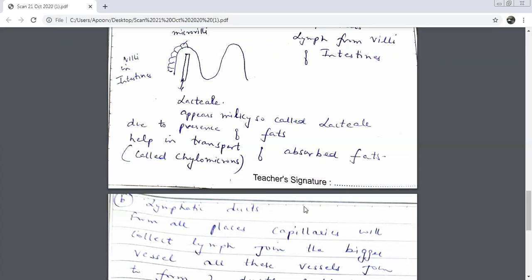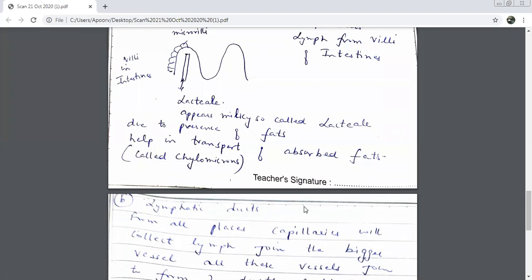How many ducts are there? Two lymphatic ducts, the right lymphatic duct and the left lymphatic duct. The left duct is also known as the thoracic duct. This is a very special duct because it is the largest lymphatic vessel in the human body.